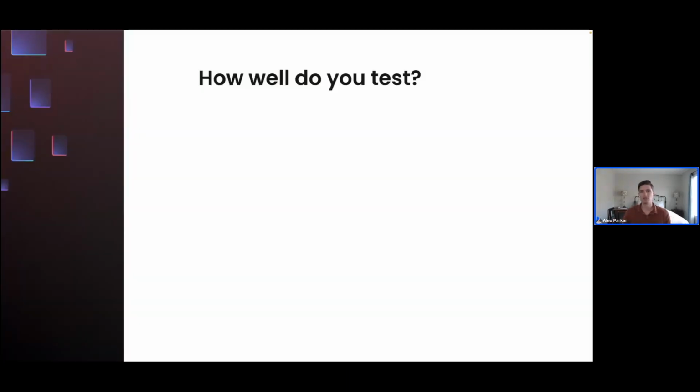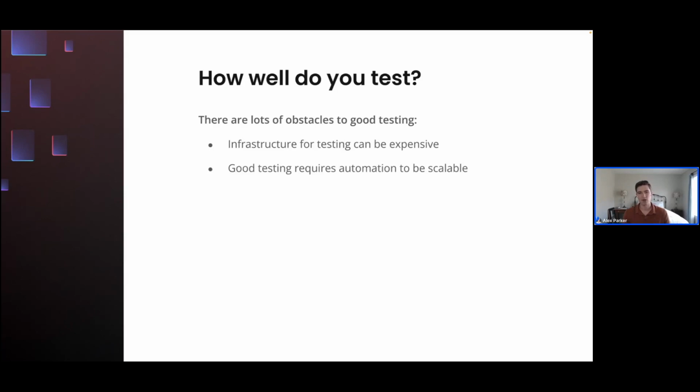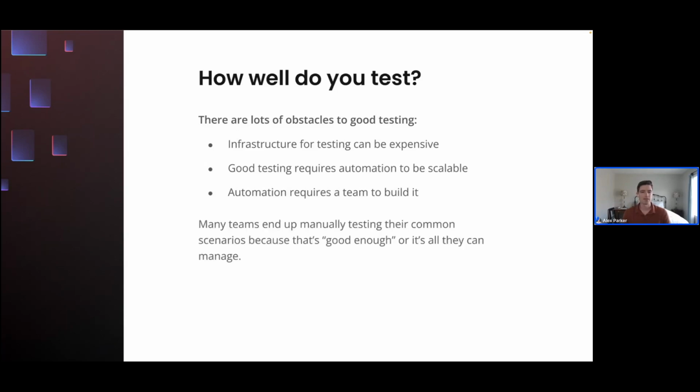So how well do you test your on-premises software application? Well, there's lots of obstacles to good testing. You need infrastructure for testing, which can be expensive to keep and maintain. Good testing requires automation in order for it to be scalable, and that automation requires a team to build it. So a lot of the time, teams will end up manually testing their common scenarios because that's good enough, or because it's all that they're able to manage with the size of the team that they have, et cetera.